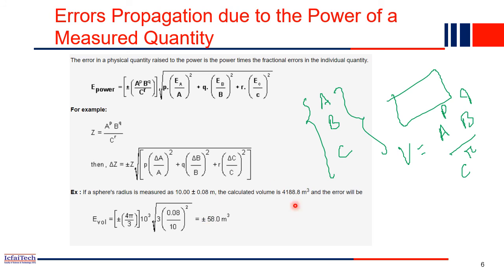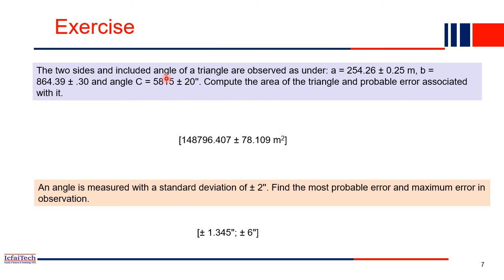So the error in the radius measurement is 0.08, whereas the error in the volume calculation will be 58 meter cube. Okay, so that's how we have to compute, and we can now see how errors are propagated from one measurement to another measurement. This is the exercise for you. You can do it and submit it. Here is a question.